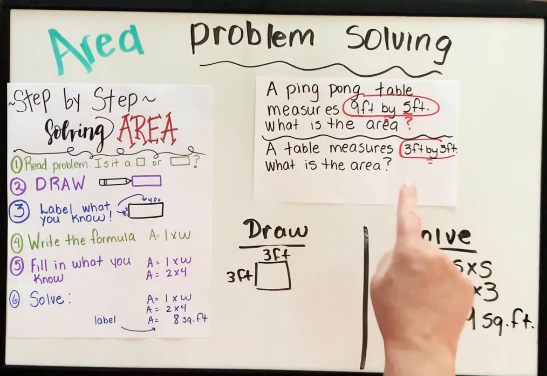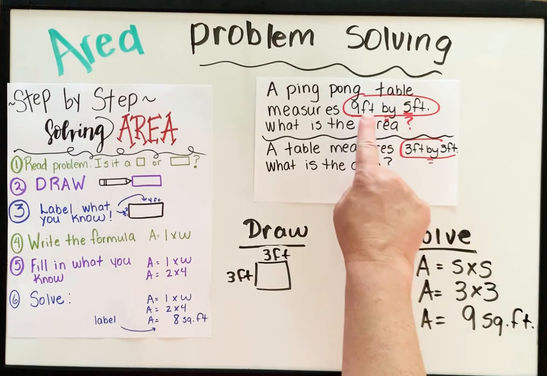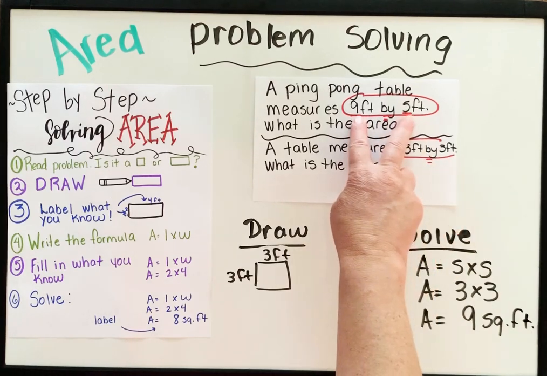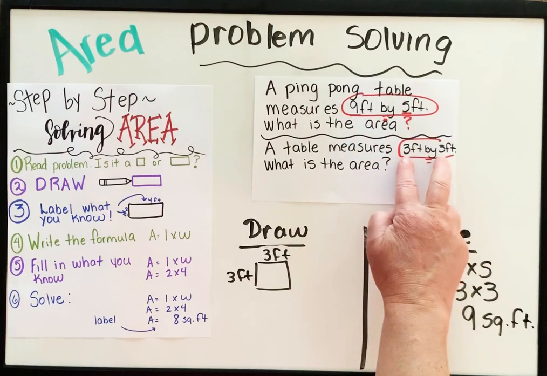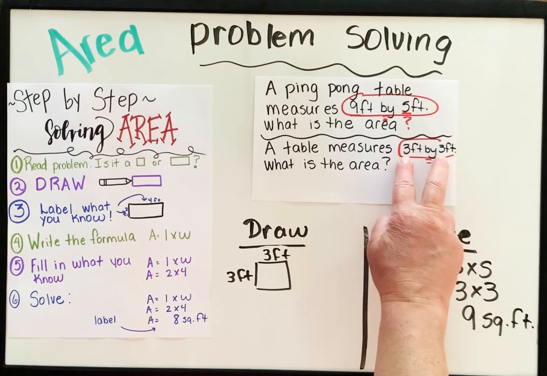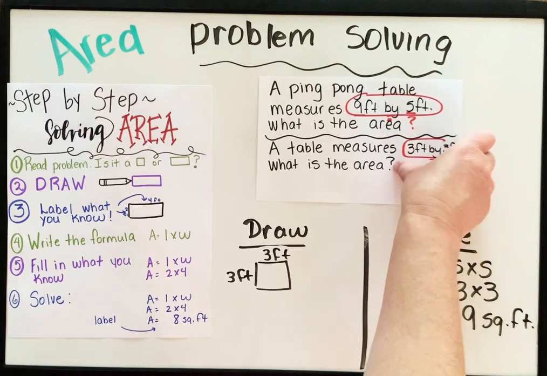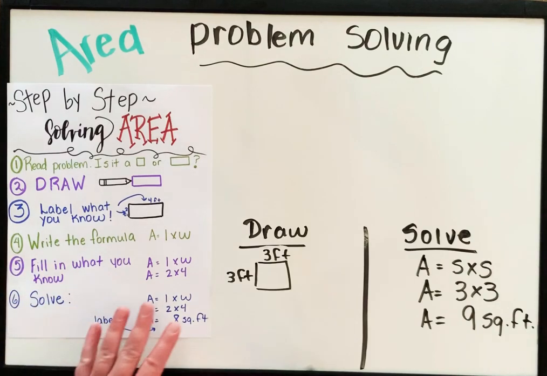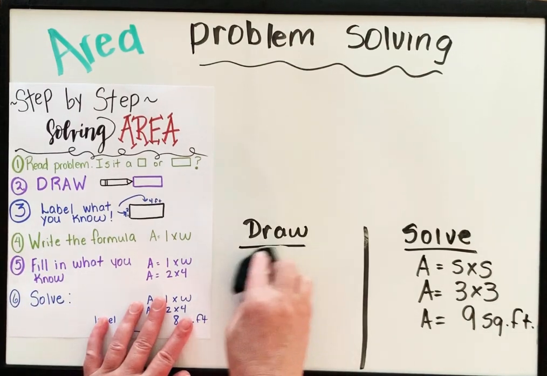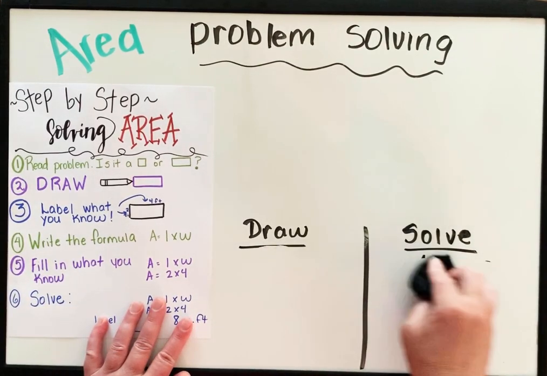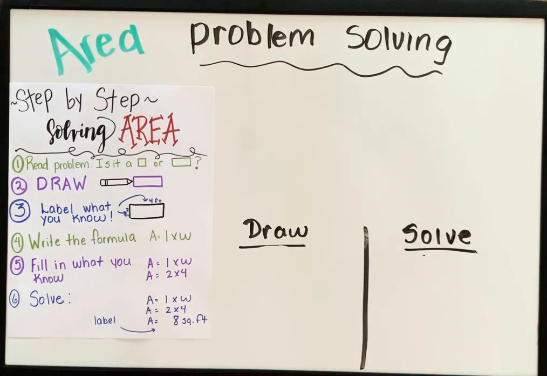So you could see examples where you see that word by. This one was a rectangle, those 2 numbers are different. This one was a square because those 2 numbers are the same. Squares have same size sides. Let's do one more problem solving today. And this one's going to kind of take us into a multi-step. So let's look at it and then we'll solve.